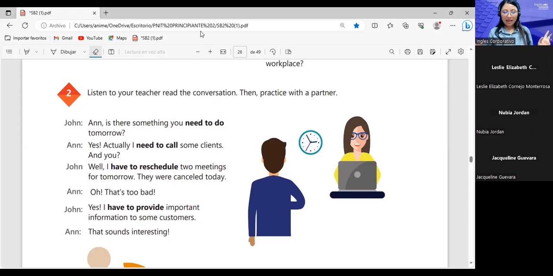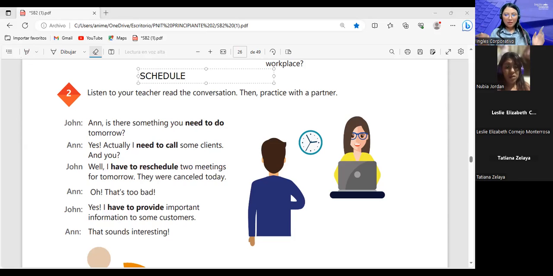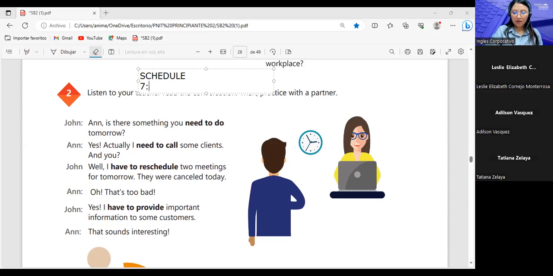¿Quién lo dijo? Reprogramar. Programar, schedule. Viene como de horario, programación. Aquí está el nombre, miren, o el verbo. Schedule. Es como un horario. What is your schedule? ¿Cuál es su horario? Podría ser de 7 a 11, probablemente. Ese es mi horario.